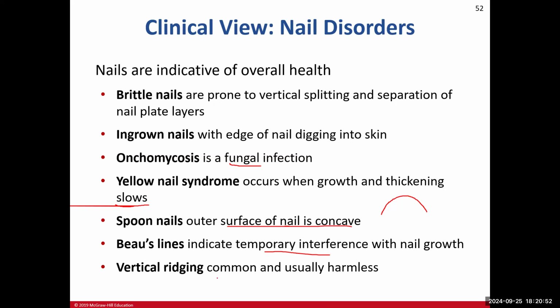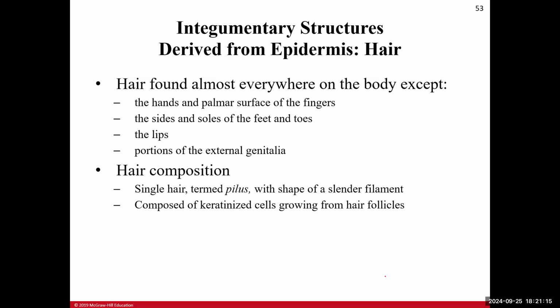And then vertical ridging. I can guarantee you that probably about 25% of the people in this room have vertical ridging. Again, looking down the tip of your finger, you can see these small ridge lines there. And again, it doesn't mean anything. It's just how that nail plate is growing. So keep that in mind. Vertical ridging, pretty much nothing wrong with that. Okay, let's move on to hair.